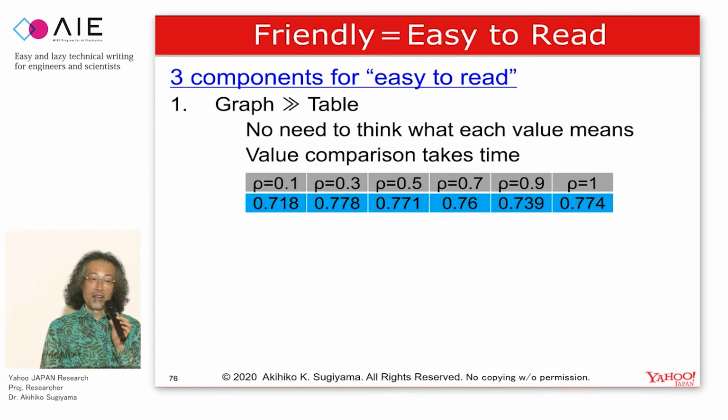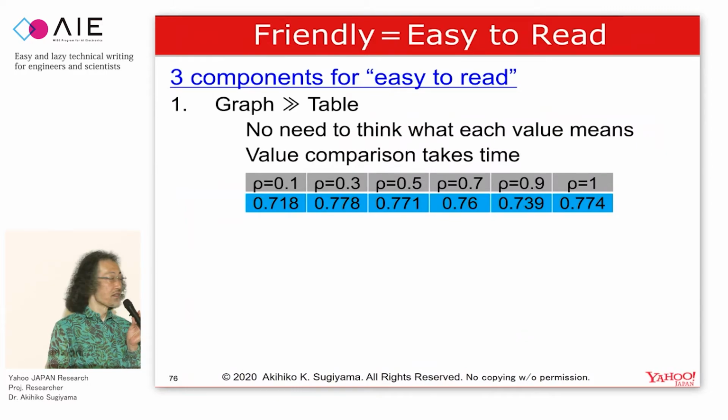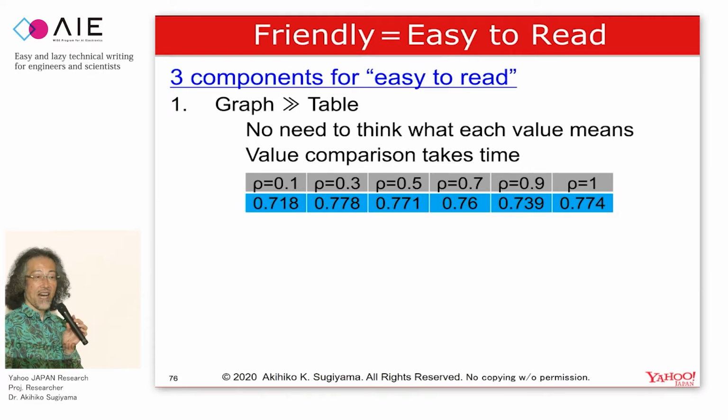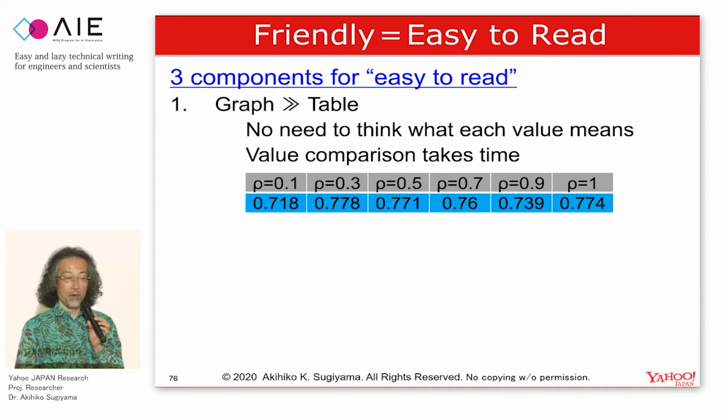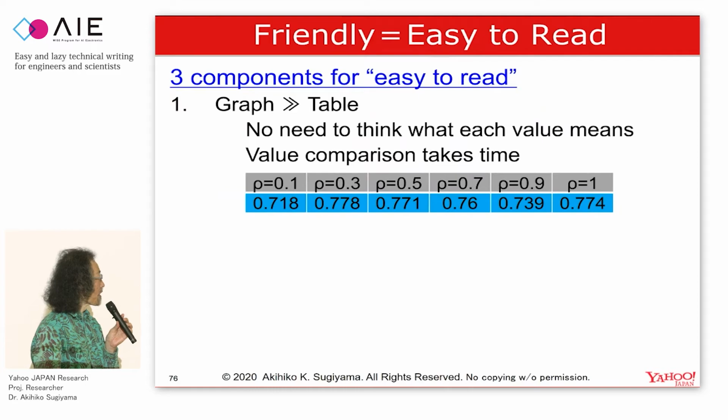This is a table. It's not easy to understand what each value means. And which one is bigger? You cannot tell it instantly. You need to understand the value and you need to perform comparison in mind. Otherwise, you cannot tell which one is bigger. For example, this one and this one. They are very close to each other.